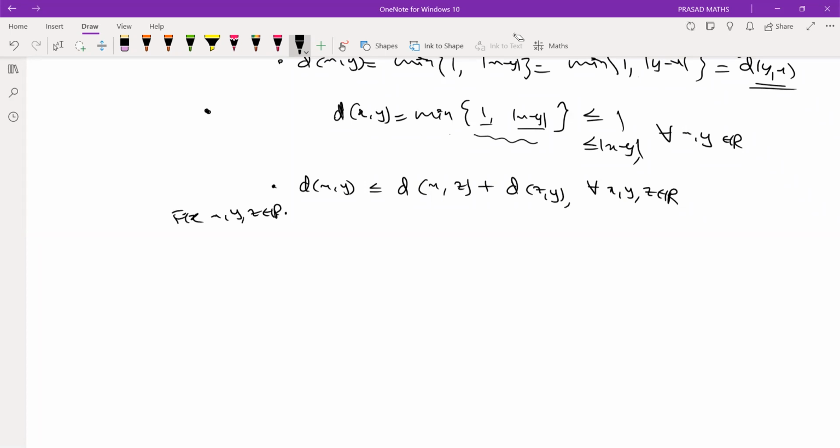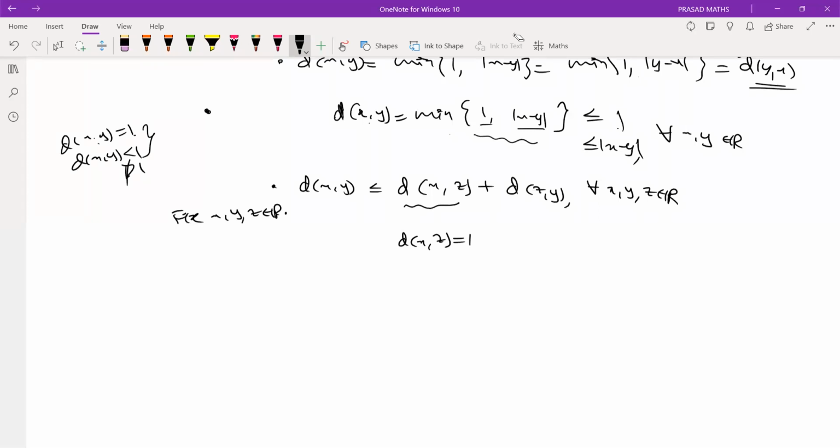Suppose your distance function is d of x comma y. What is the possibility? The distance function is less than or equal to 1. That means the distance function can be 1 or less than 1. It cannot be bigger than 1. Therefore, the distance between x and y can be 1, or it can be less than 1. So there are two possibilities: the distance is either 1 or less than 1.